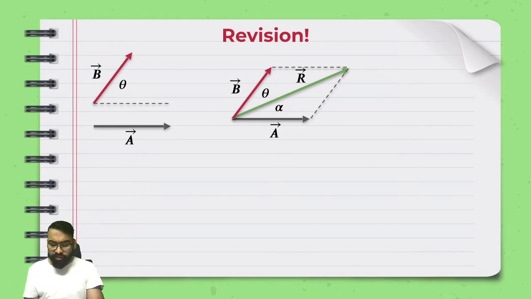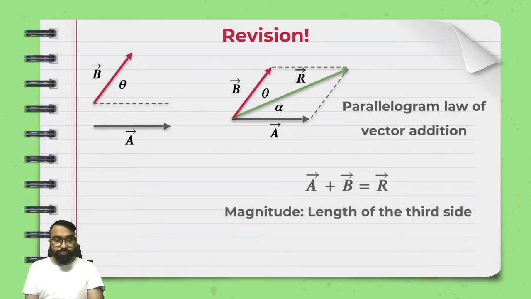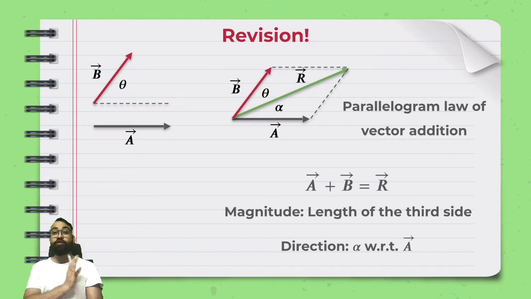So now let's quickly revise what we did here. We said that the parallelogram law of vector addition told us that A plus B, that is vector A plus vector B, if added vectorially, would give this green vector R, and you can also say that the magnitude is the length of its third side. This is probably the parallelogram law coming in with the triangle law. The length of the third side, if we consider this triangle, is that third side. You can take that length as the magnitude of vector R, and you can also consider the direction alpha with respect to A, like I just said. But triangle law and parallelogram law are a thing of the past.